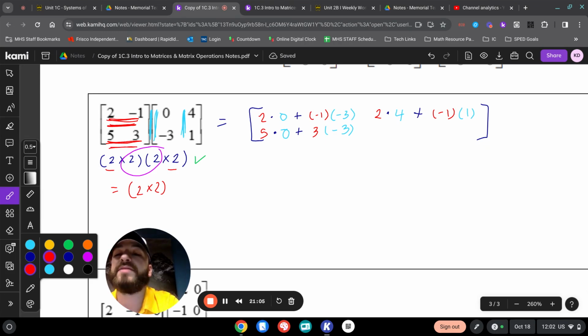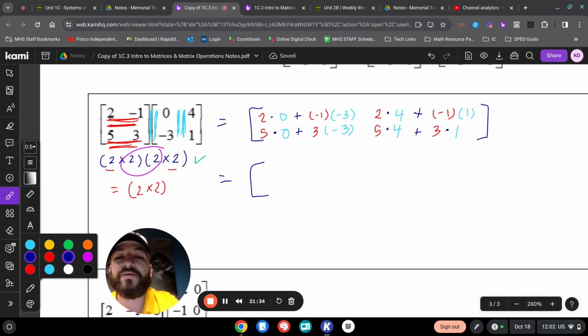And then second row again, but this time second column again. So 5 times 4. And then I'm going to add that to 3 times 1. And then all I'm doing is simplifying as I go across.